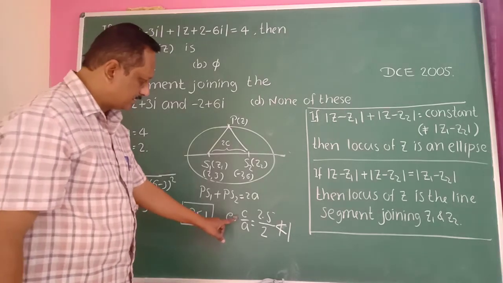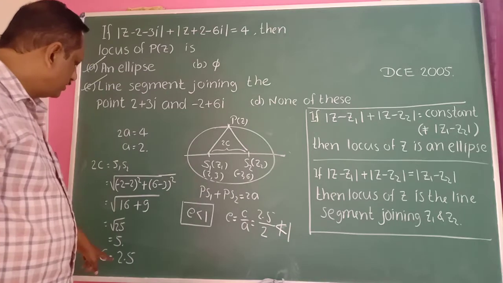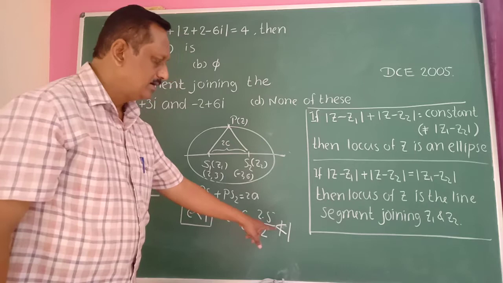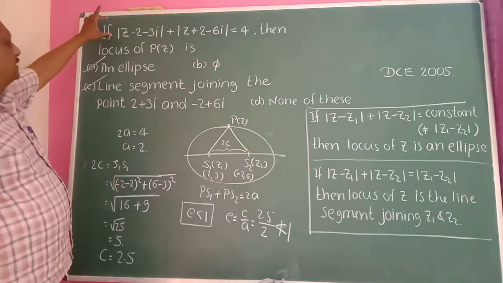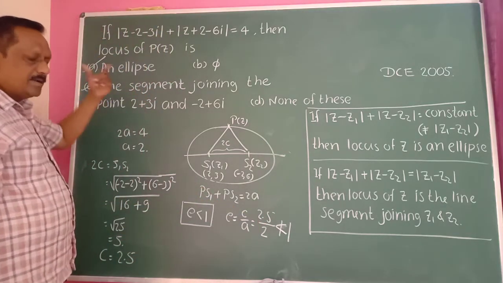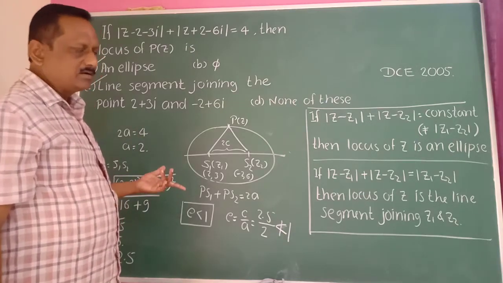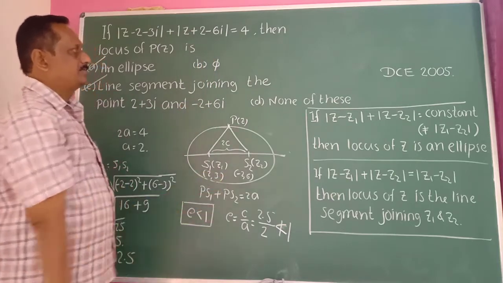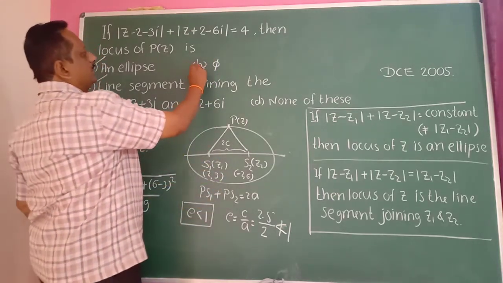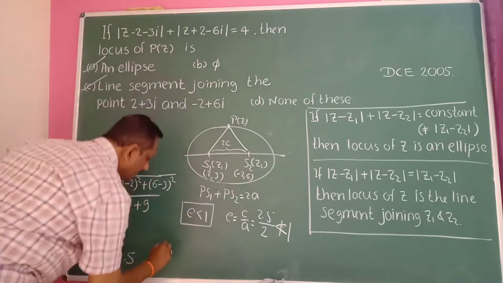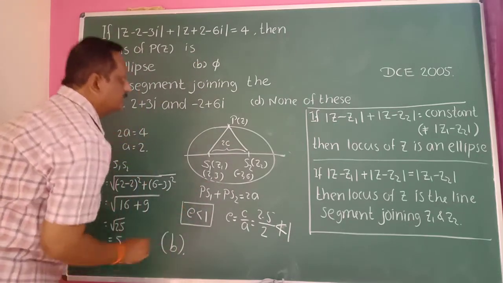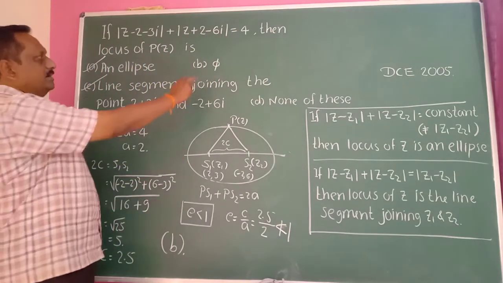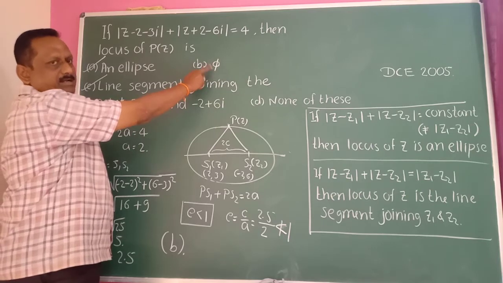Therefore the eccentricity is C upon A. C value is 2.5, A value is 2 here. Then obviously this result is not less than 1. Yes, it does not represent an ellipse here. It represents another locus, not an ellipse as well as not a straight line. So B is the correct option here, because it represents another locus, not an ellipse and not a straight line. Therefore the second option is correct.